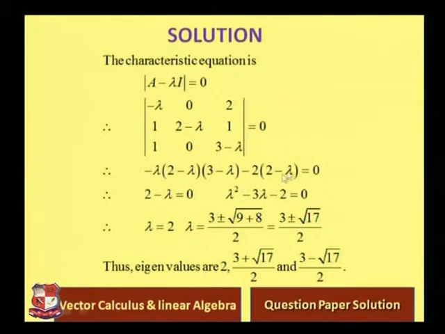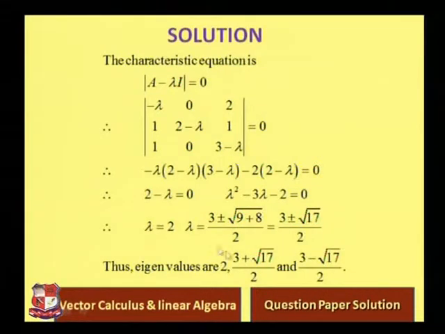Therefore here 2 minus lambda is common in both terms, so we get lambda squared minus 3 lambda minus 2 equal to 0. So lambda equal to 2, and then solve by the lambda equal to minus b plus or minus root delta by 2a method, that means the closed form method.